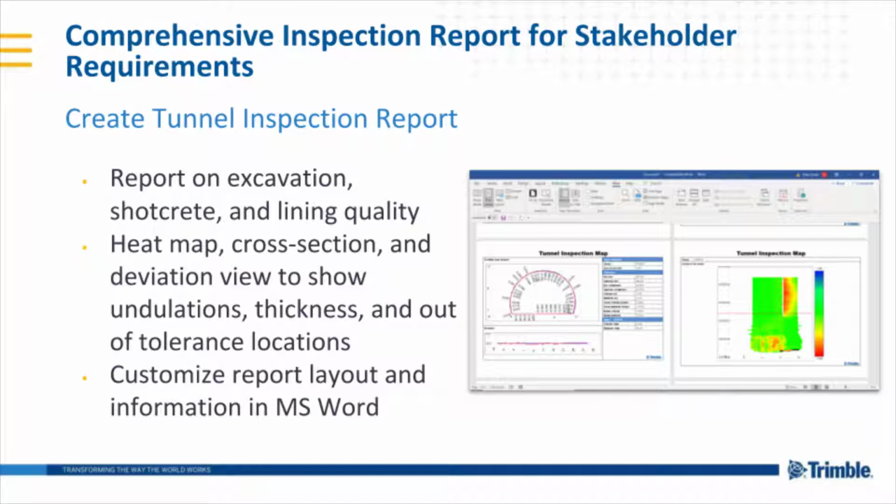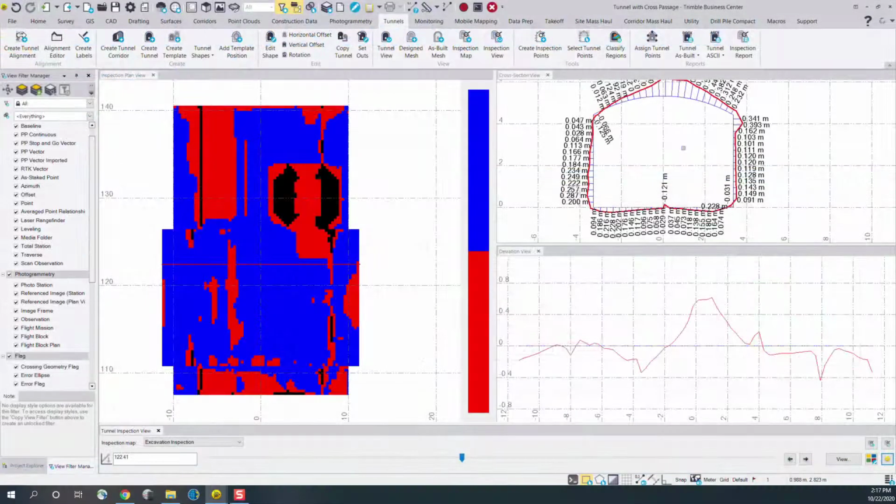In this report included is a heat map plan view, cross-section, and deviation view showing undulations, thickness, and out-of-tolerance locations, as well as areas and volumes for over- and underbreak values. This report can also be customized using the TBC Custom Report Engine through Microsoft Word. Now, the last step in the inspection process is to create the report.